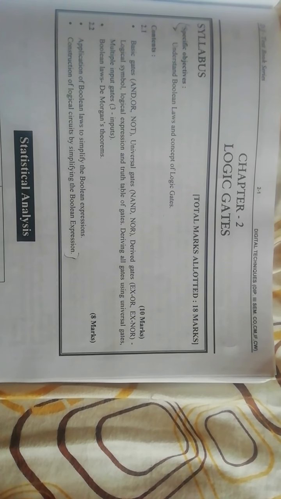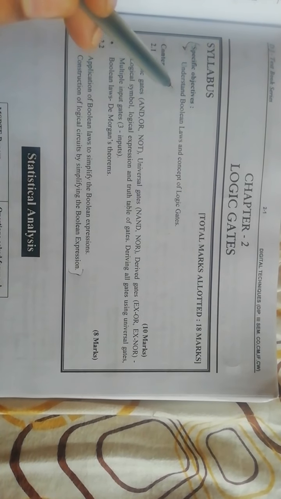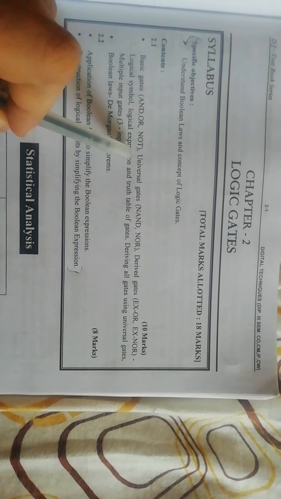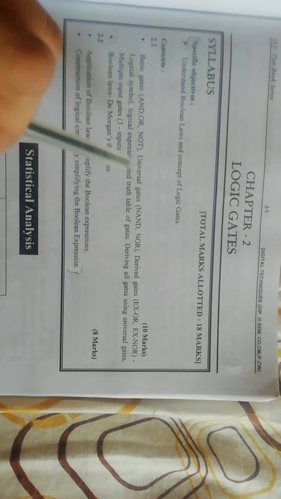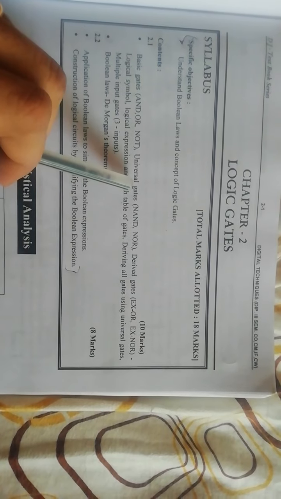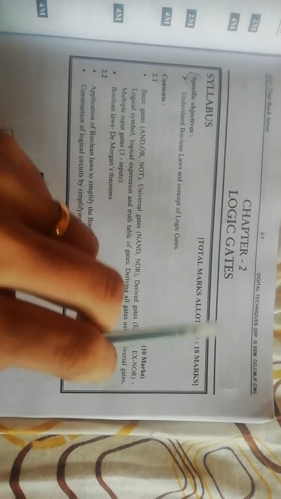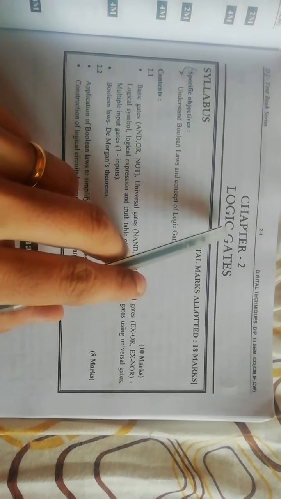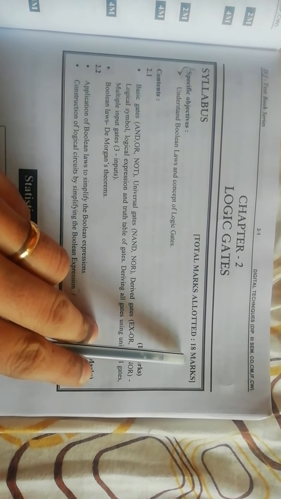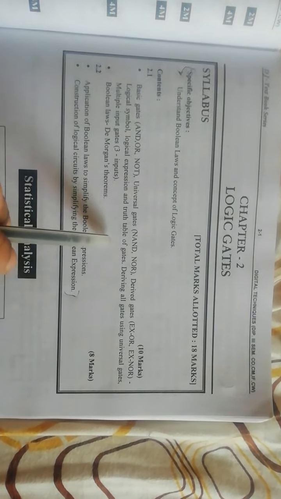Today we are going to start chapter number 2, that is logic gates. In this chapter we will discuss what a basic gate is, which types of basic gate there are, that is AND, OR, NOT, then universal gates, then the truth tables of the basic gates and universal gates, then what Boolean laws are and what De Morgan's theorem is. The total marks allotted for this chapter number 2 is 18 marks. So this is a very simple chapter.